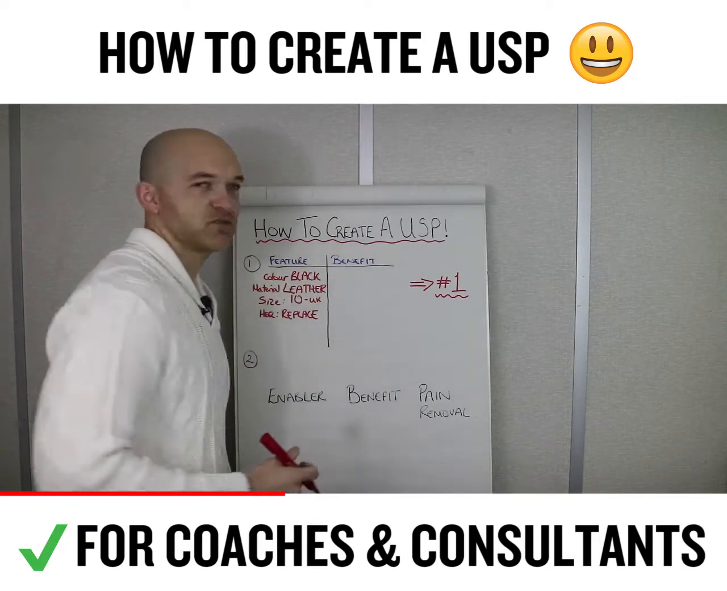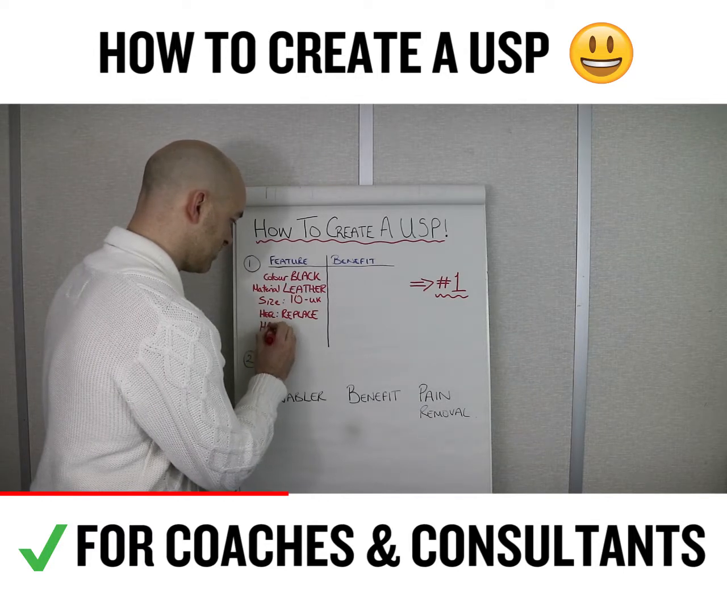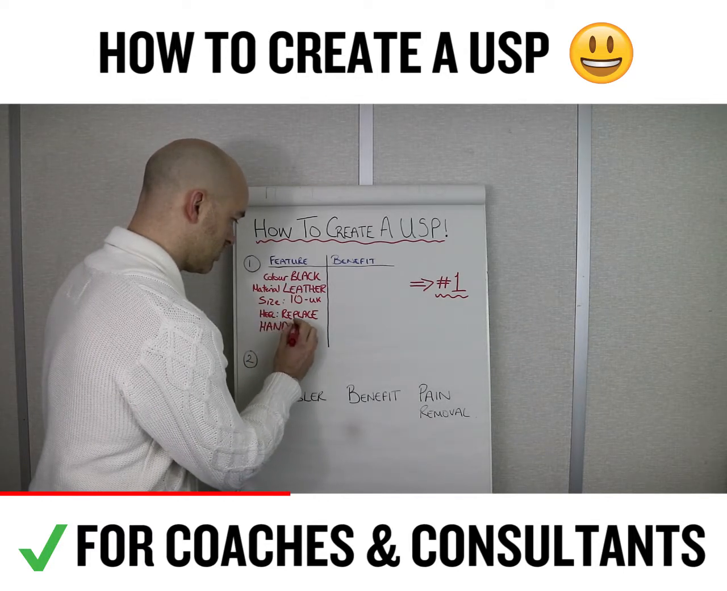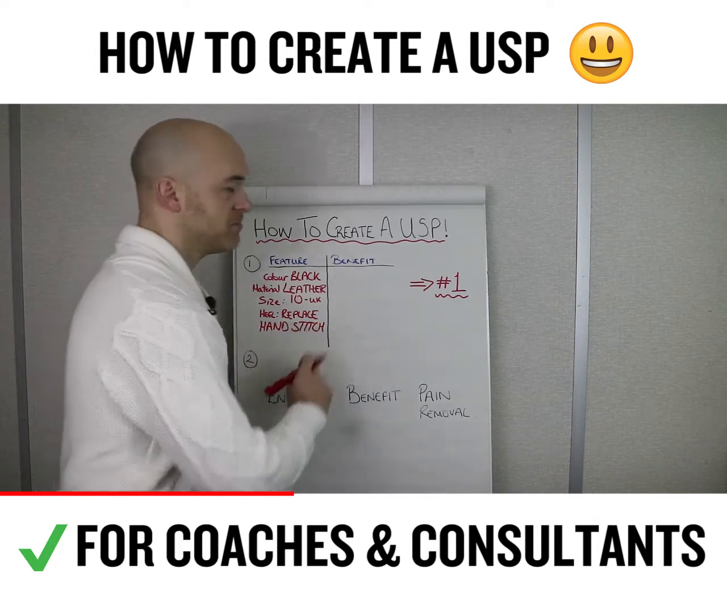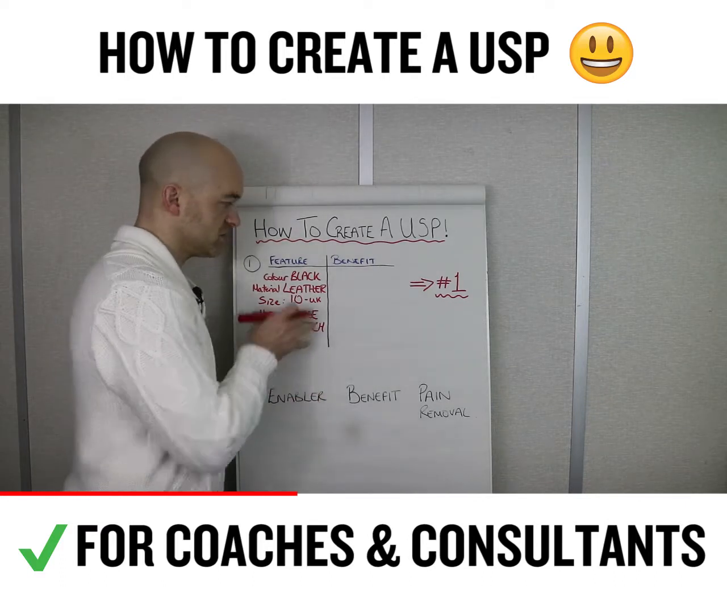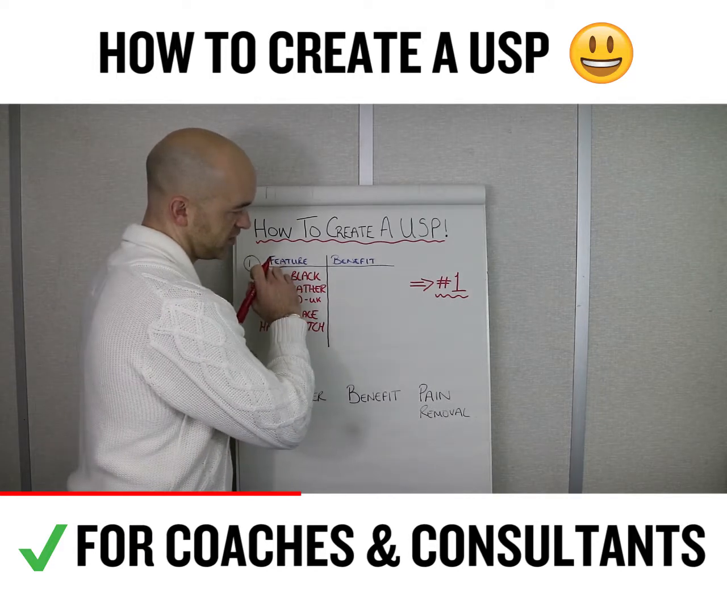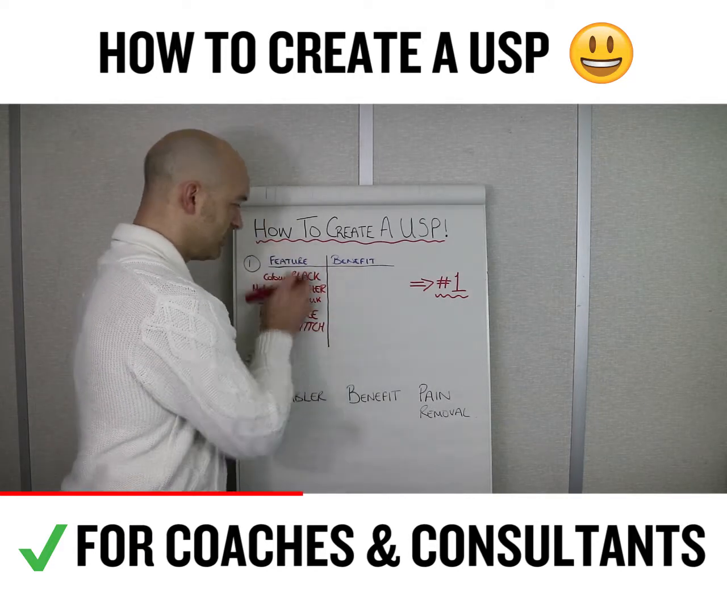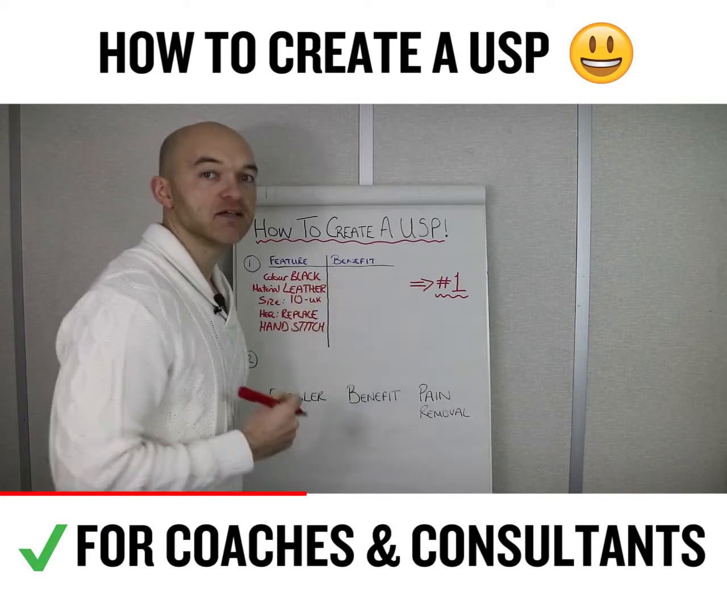Now these are features, there's probably more features you might have. Let's put here, could be hand stitched. So there's many different features you can have when it comes to your product or service. Now what you've got to do is get a sheet of paper, and as you go down the paper, put the line across, down and then across, list all of your features, and then list all of the related benefits.